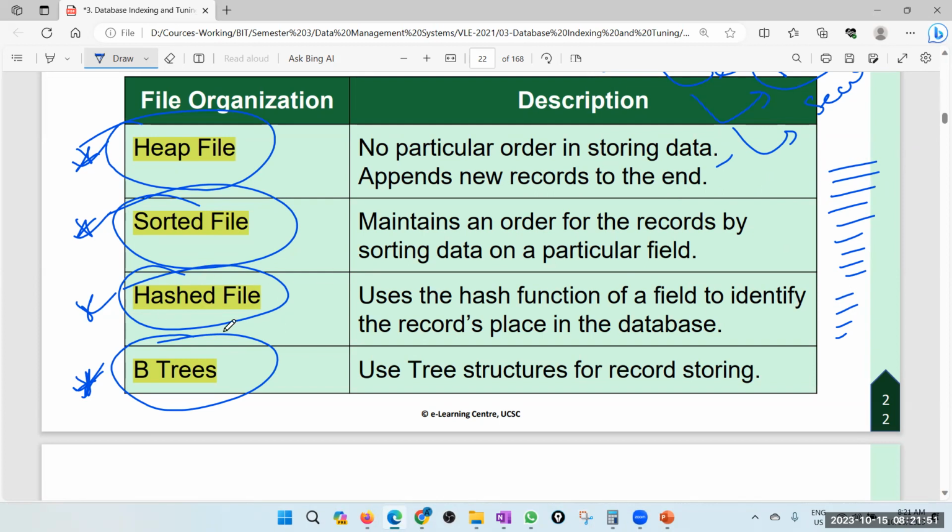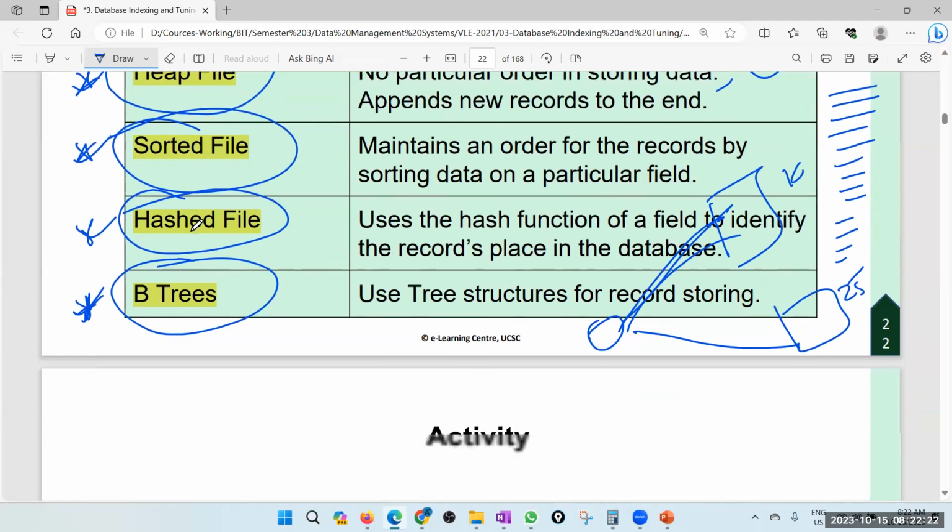Hash files use a slightly different technique, where I use a hashing function to decide in which block your records are added. Maybe your first record is added to the 10th block and the next record is added to the 25th block, based on the hash value. B-trees use a data structure called a B-tree or B-plus tree that we will look at later. Anyway, we will revisit them one by one. So that is our subject basically.